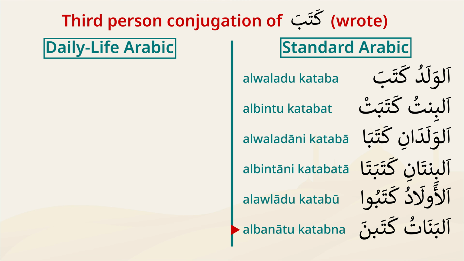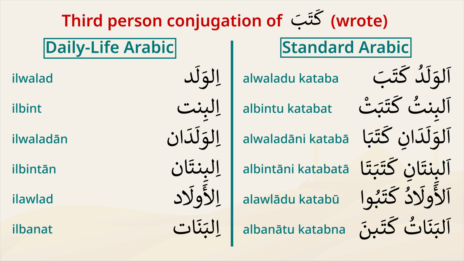The first noun, الولد, needs some changes. The definite article al becomes il, and the case ending, in this case the dhamma, will be dropped. So the last letter, da, will have sukun. These 2 changes are common on all of the nouns. So let's apply them. Fine. The 2 dual nouns, al-waladani and al-bintani, will take an additional change.